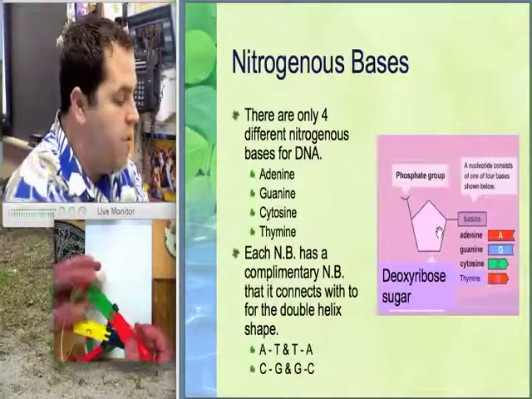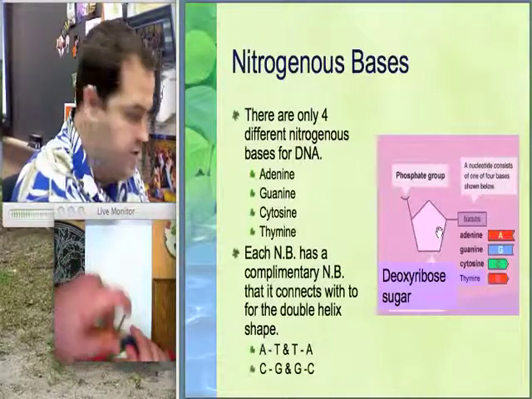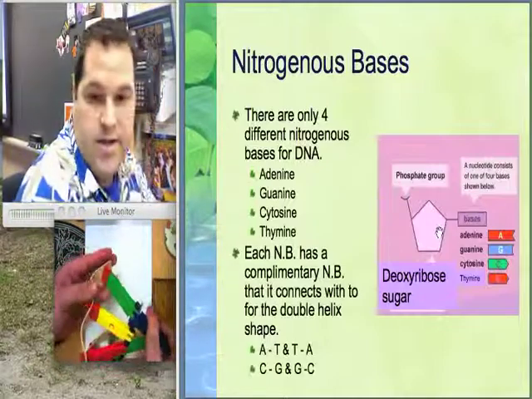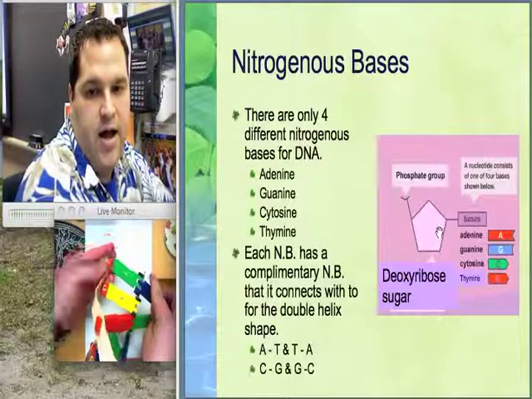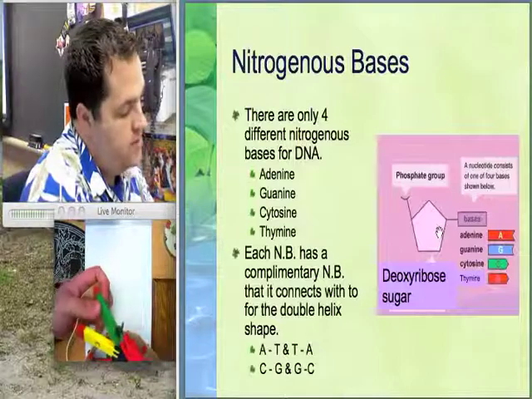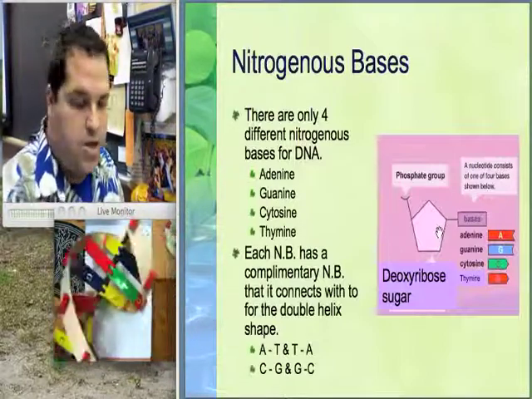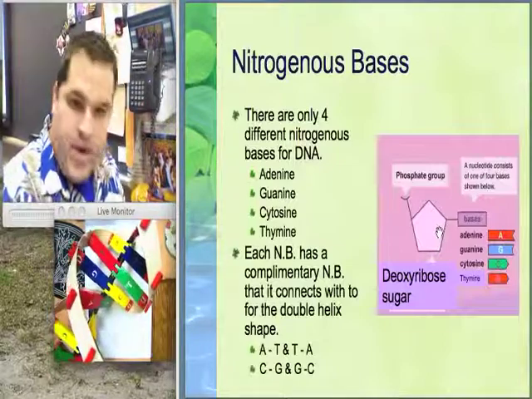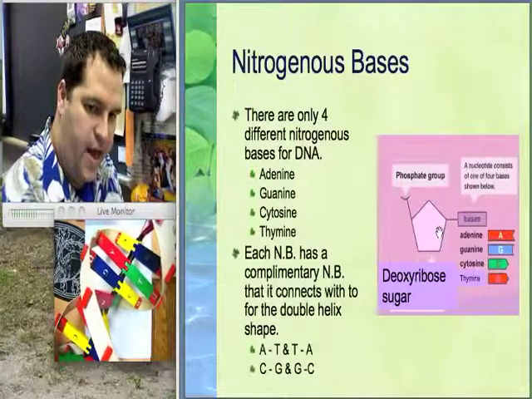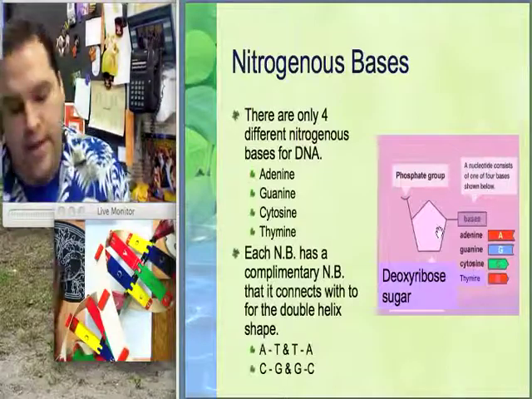Okay? Now, notice that if I try to hook up a G with a T, for example, that is not going to work because their shapes are not complementary of each other. Only G's and C's will connect, and only A's and T's will connect, right? So always, that's the way it's going to look. Those are called complementary base pairs, all right, or complementary nitrogenous bases.